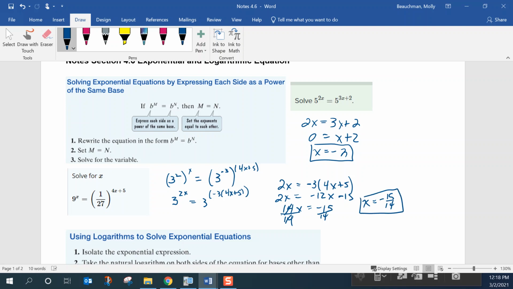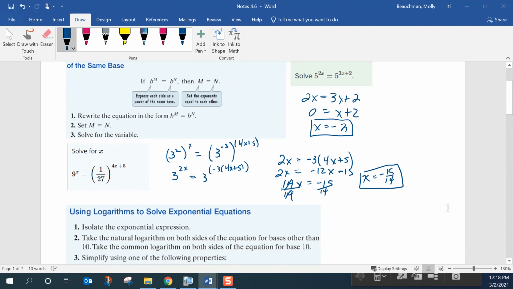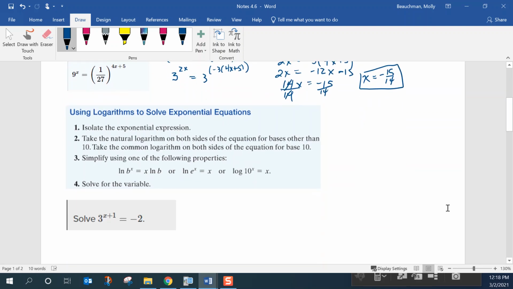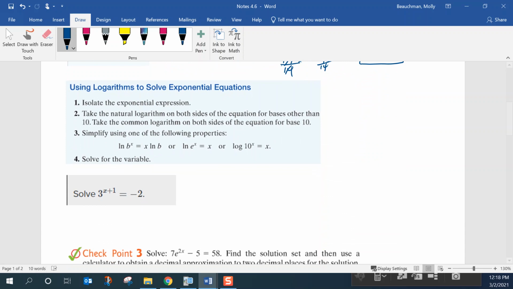So that's solving exponential equations when using a technique where you can write each side to the same base and set the powers equal to each other. So that only happens in a few cases. Generally, what we're going to need to do is use logarithms to solve exponential equations, and that's what logarithms are going to help us do. So let me give an example, and then we'll solve.